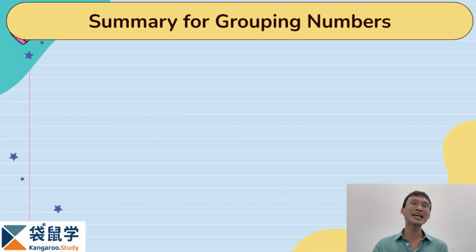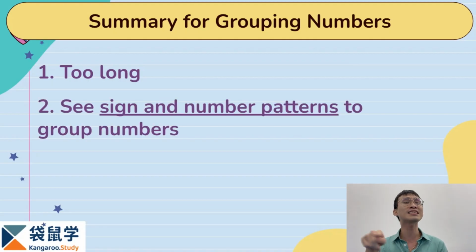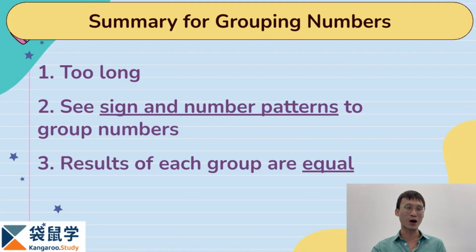Now, let's do a summary for grouping numbers. Firstly, is it easy to calculate normally for long calculations? No, it is too long to do so. Next, what do we do to make long calculations easier? Exactly, we can observe repeating signs and their number relationship as a guide to group these numbers together. Finally, what are the results of each number group usually? Very nice, they usually are equal.